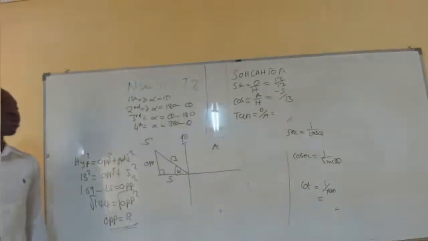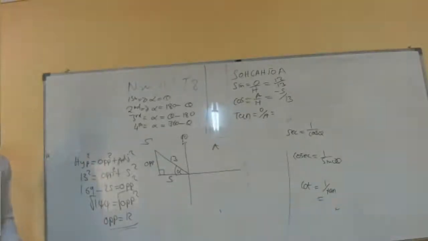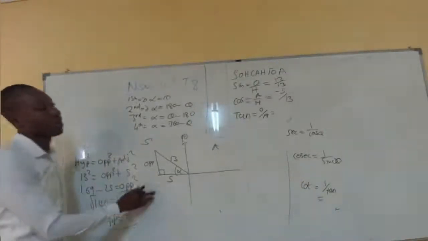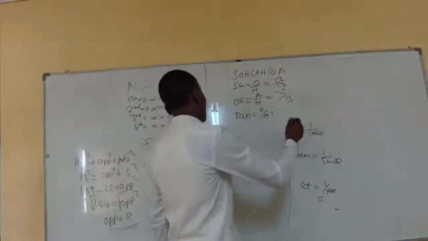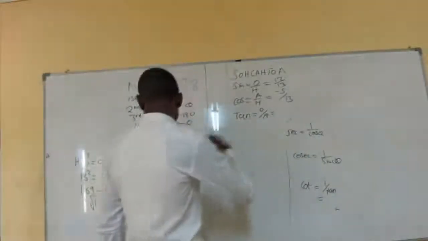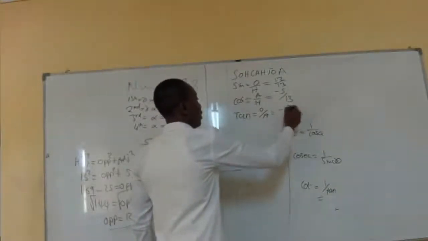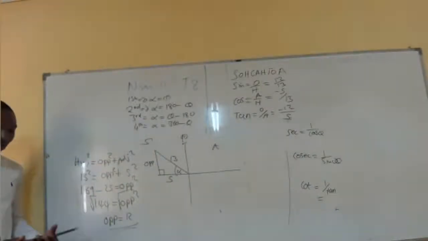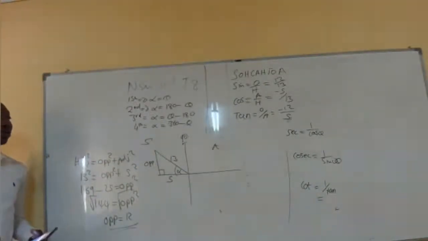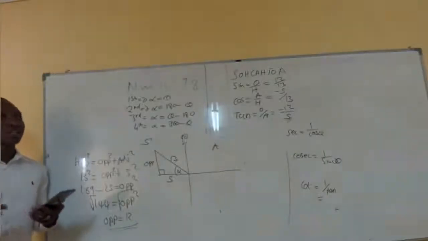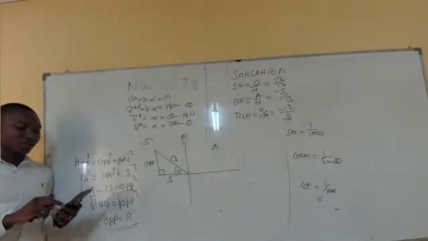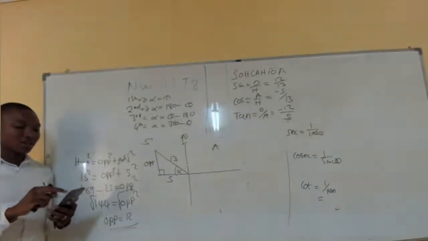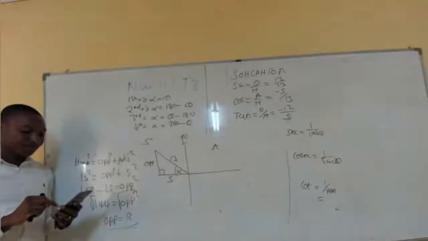Next one is tan. Tan is opposite over adjacent. Opposite we found as 12, and the adjacent was given as 5. So this is going to be negative 12 over 5. Why have I written it as negative? It's because in the second quadrant, only sine is positive, meaning tan is negative in that quadrant. So that's how it works. Next up.